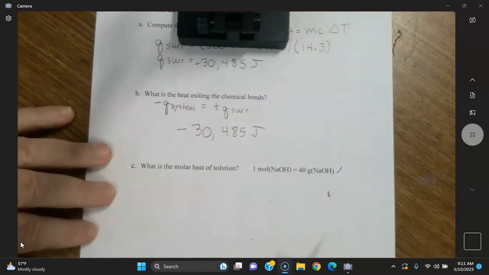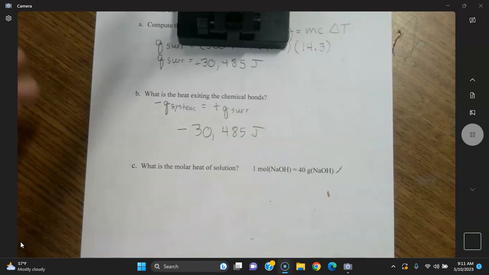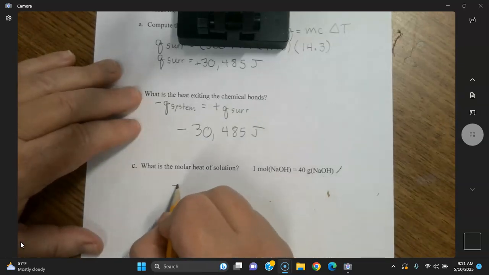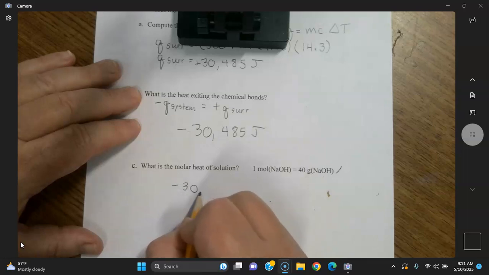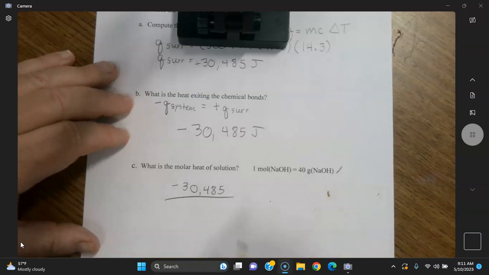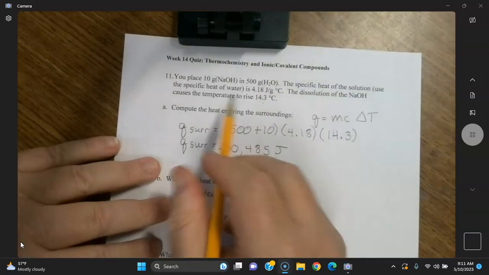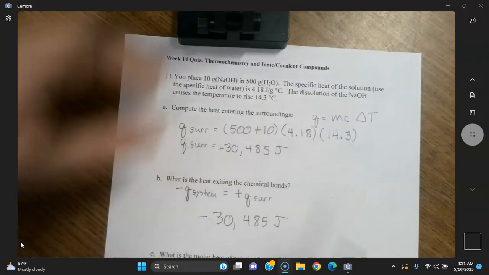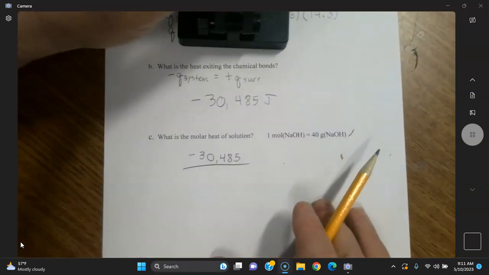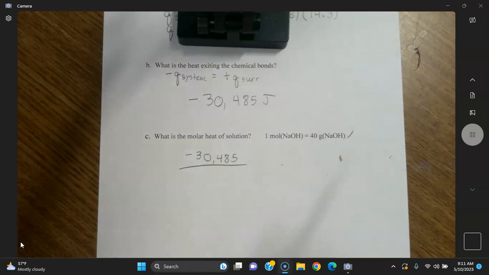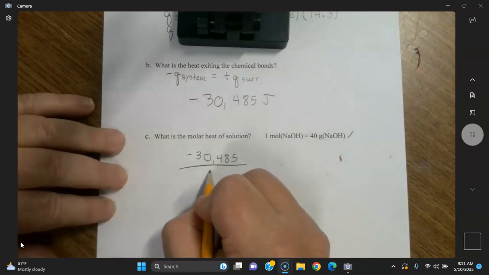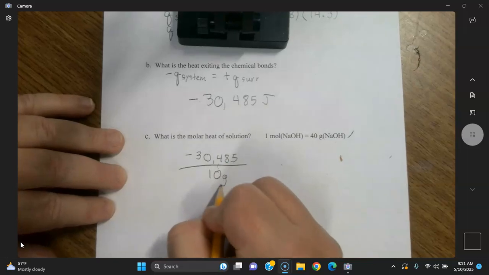Okay, the last step was what's the molar heat of the solution, of the dissolution of this. Okay, so you have this, negative 30,485. And where did that heat come from? It came only from the NaOH, and there's 10 grams of that. So not 510. That's the solution. That's how much went into the solution. So you use the mass of the total solution. But now we want to know heat coming out of the system. So that's 10 grams right there.